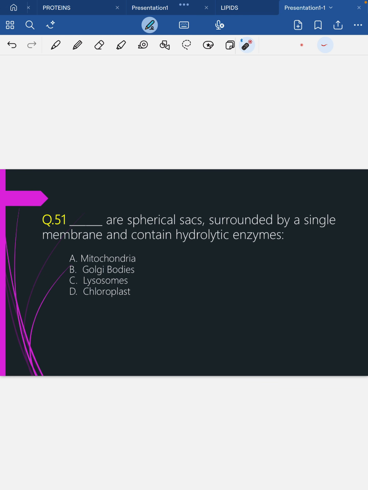51. Dash are spherical sacs surrounded by a single membrane and contain hydrolytic enzymes. So the answer will be lysosomes. Obviously, hydrolytic enzymes are present inside the lysosome.